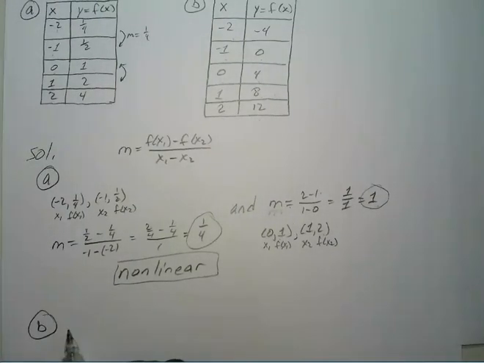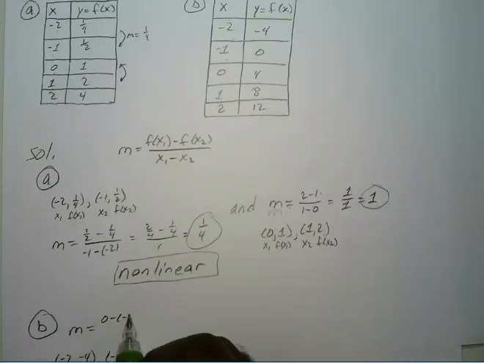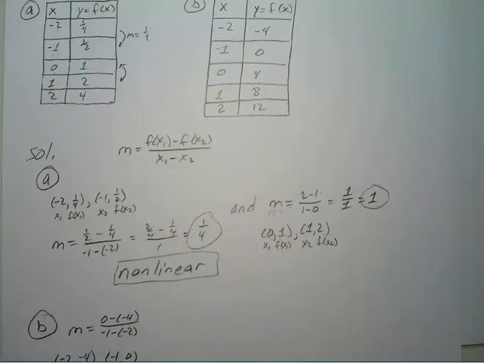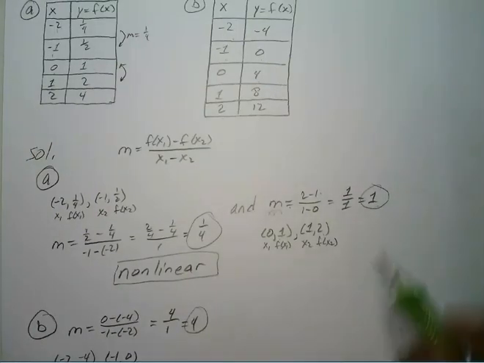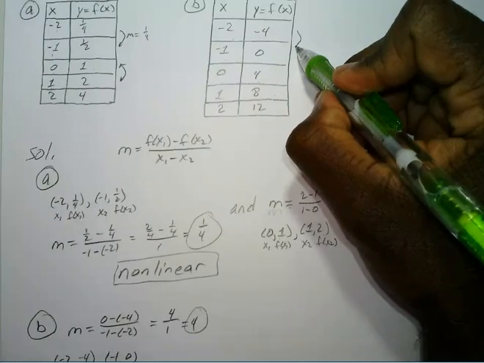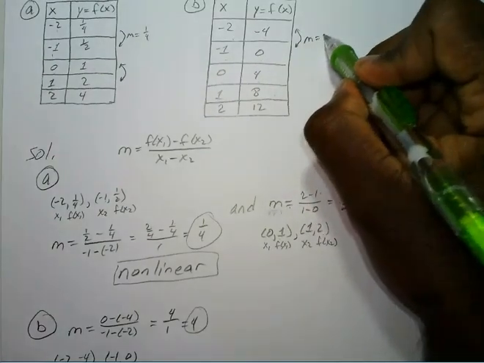Okay, so we're just going to pick a couple of points. Let's say from -2, -4 to -1, 0. Our slope is going to equal f of x2 minus f of x1, so 0 minus -4 over x2 minus x1, -1 minus -2. So this ends up just being 4 over 1, or just 4. From here to here, we know your slope is equal to 4.